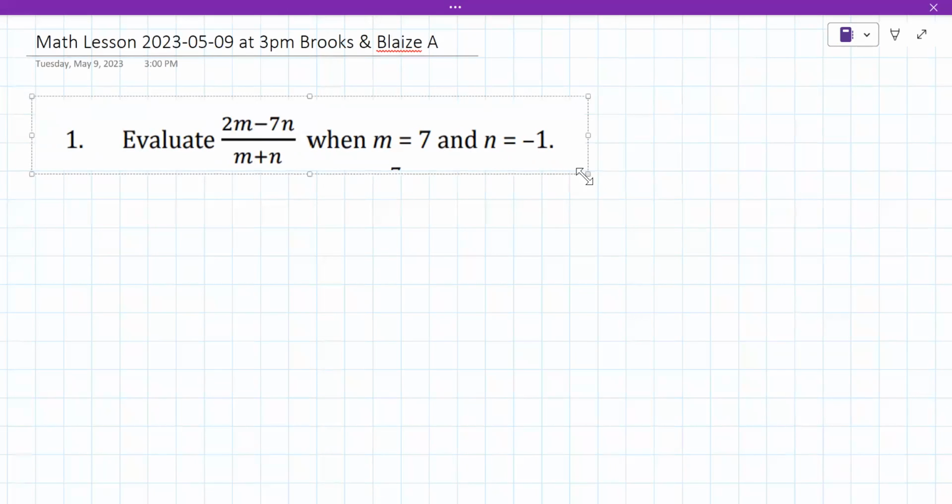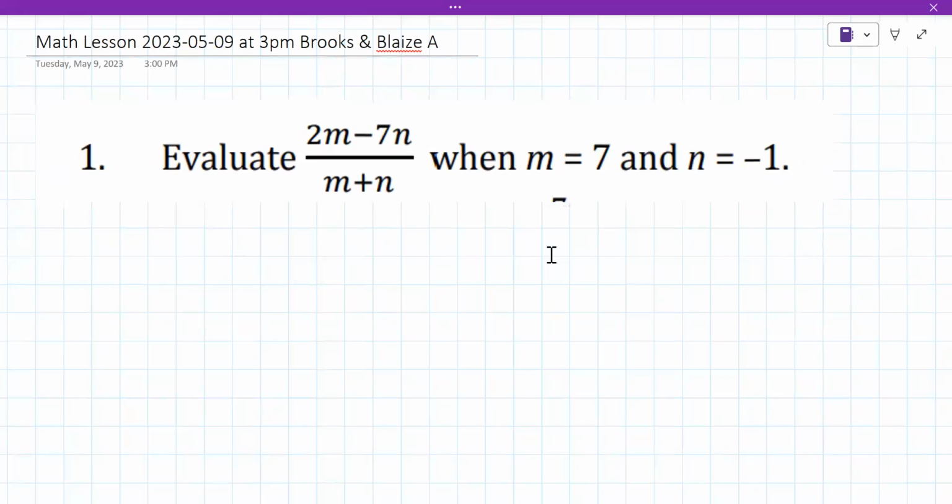7n when m equals 7 and n equals -1. I'm happy to work through this, but can you tell me what to do? What should I put in place of m and n? Put 7 in for all the m's and -1 for all the n's. Okay.